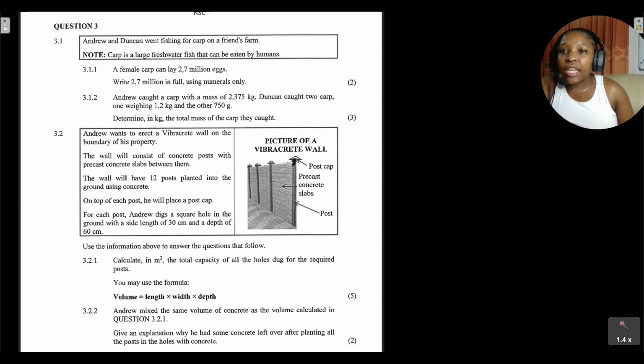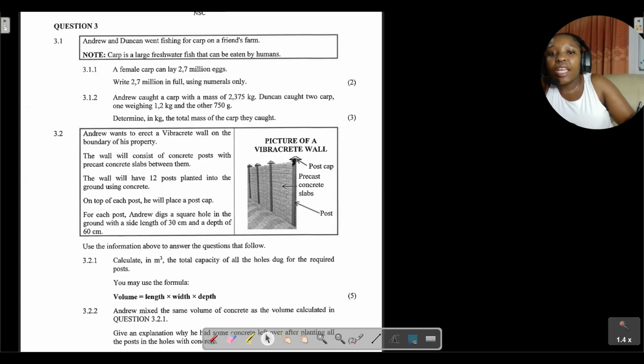It says Andrew and Duncan went fishing for carp on a friend's farm. Note, carp is a large freshwater fish that can be eaten by humans. Question 3.1.1. A female carp can lay 2.7 million eggs. Write 2.7 million in full using numerals only. So for this question, they just want us to write out 2.7 million using numbers only. So let's basically do that.